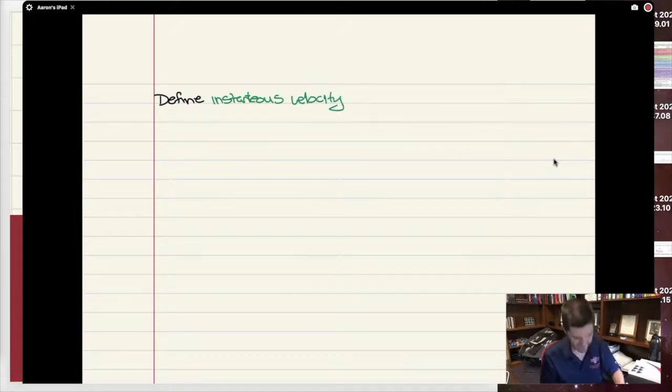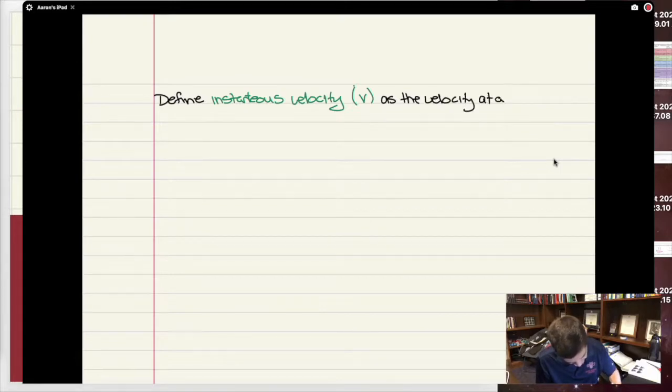And that is the idea here. So let us define the instantaneous velocity, which is just going to be defined as v, with no subscripts, as the velocity at a given point in time by the following.